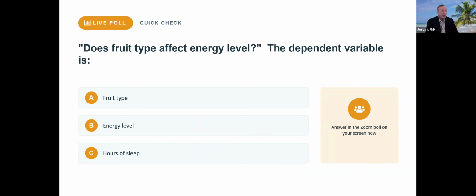Okay, so does fruit type affect energy level? What is the outcome variable here? All right, so if you put in your answers, it's either going to be fruit type, energy level, or hours of sleep.